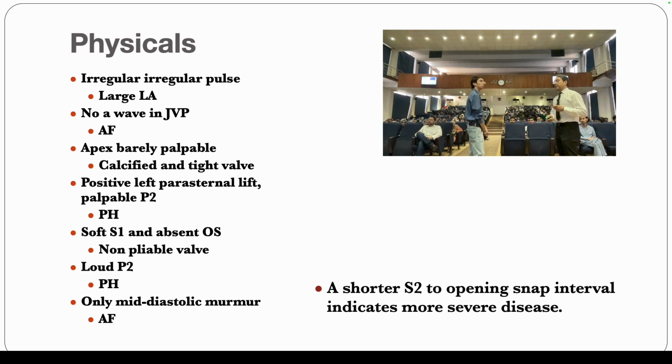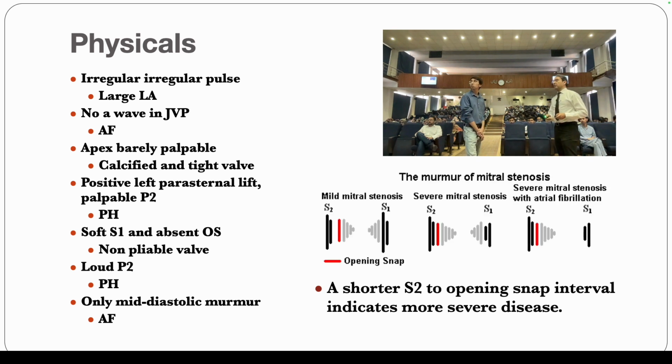That a shorter S2 to opening snap interval, this is represented here. This is the second heart sound, this is the first heart sound, this is the opening snap. When it becomes tighter, you see this starts moving towards the second heart sound. This red line starts coming towards this S2. Do you understand this? If you don't understand, tell me, I'll tell you again.